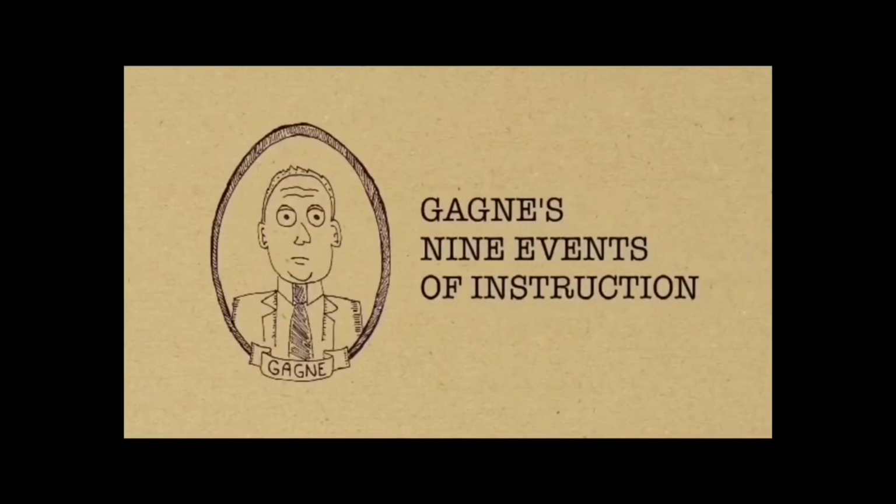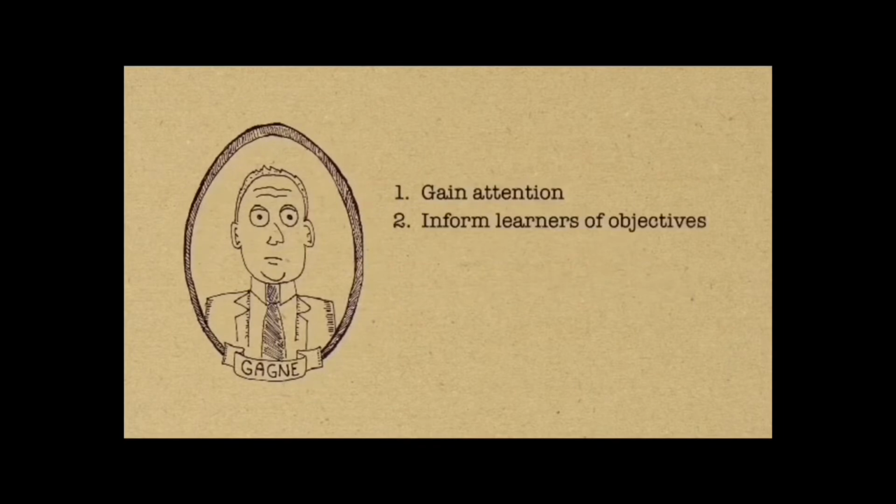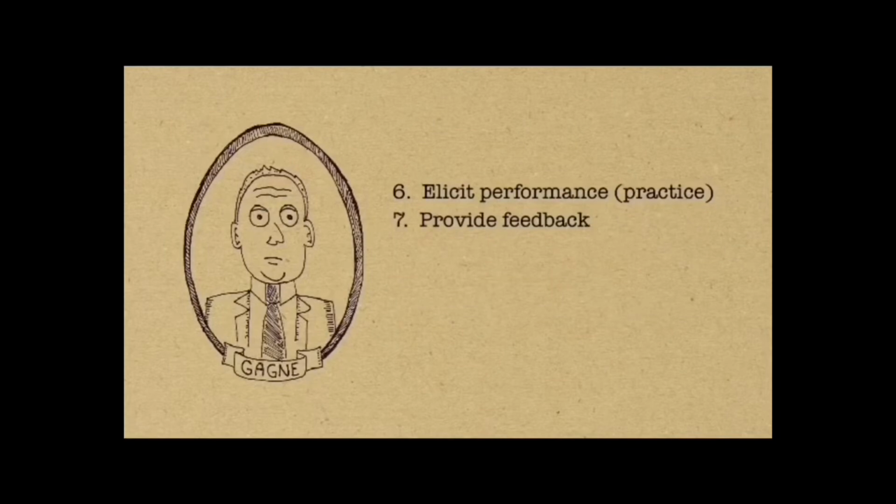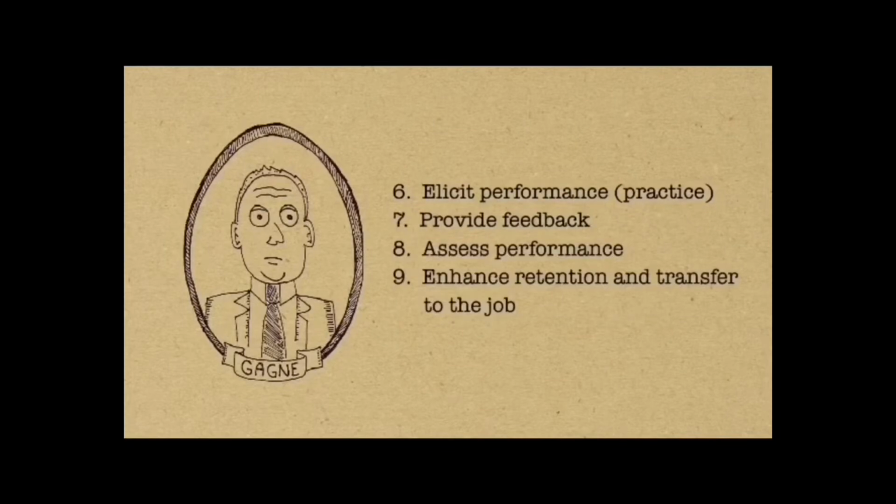Robert Gagne's 9 events of instruction make an effective instructional design model that addresses the conditions necessary for learning. There are 9 events in the model: gain attention, inform learners of objectives, stimulate recall of prior learning, present the content, provide learning guidance, elicit performance, provide feedback, assess performance, and enhance retention and transfer to the job. In this video, we'll be focusing on the 8th event, assess performance.